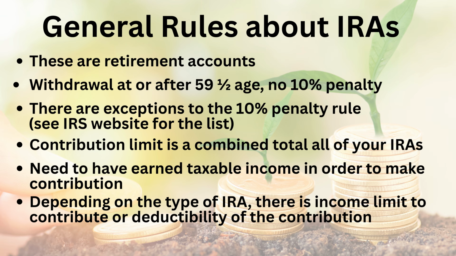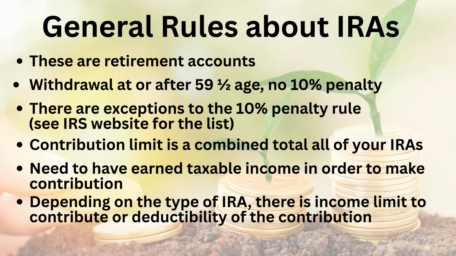These are retirement accounts, which means you can only withdraw money from these accounts after reaching age 59.5, otherwise, there's a 10% penalty. There are some exceptions to the 10% penalty rule. The yearly contribution limit is a combined total of all your IRA accounts for the year. In order to make contributions, you need to have earned taxable income equal to or greater than the contribution amount. Depending on the type of IRA, there are also income limits as to who can contribute or if the contribution is qualified for a full or partial deduction on your tax return.